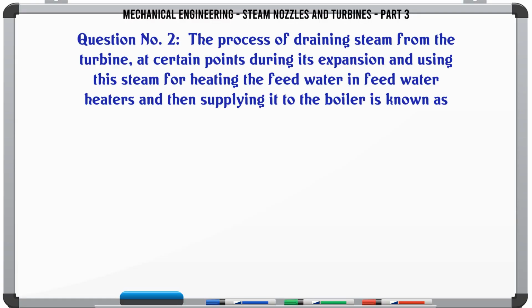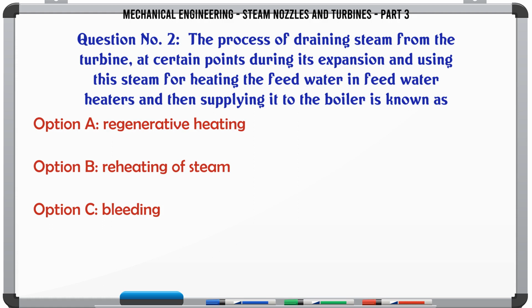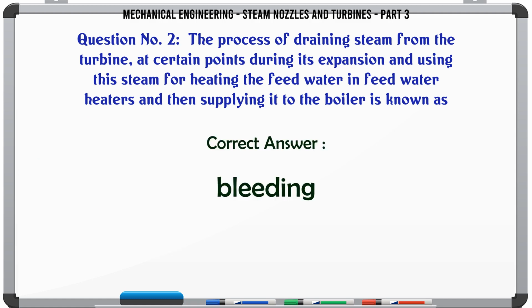The process of draining steam from the turbine at certain points during its expansion and using this steam for heating the feed water in feed water heaters and then supplying it to the boiler is known as: A. Regenerative heating, B. Reheating of steam, C. Bleeding, D. None of these. The correct answer is bleeding.